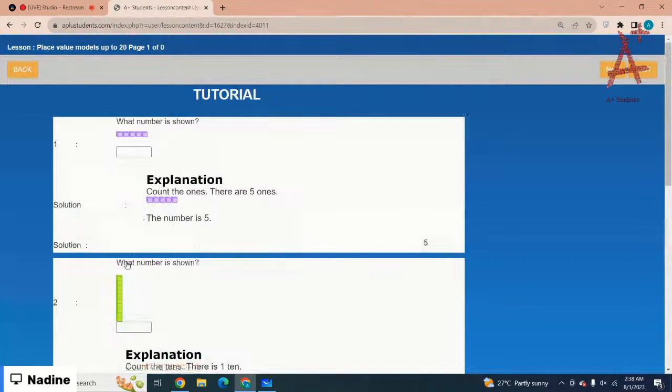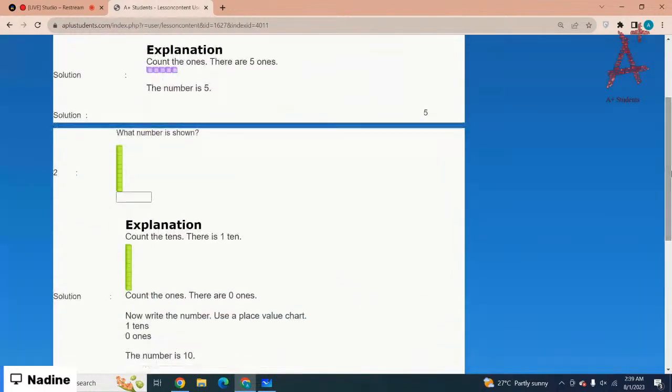What number is shown? So you can see you are just given with the single squares. The single squares always represent the ones. Let's just count. 1, 2, 3, 4, 5. That means they are 5 in number, so it is just 5. The number they represent is 5, right? Okay, then you have this one. Even this one you have to count by 10. You have just one 10, so that means it represents 10. You have 0 at the ones position, so it would be 10.